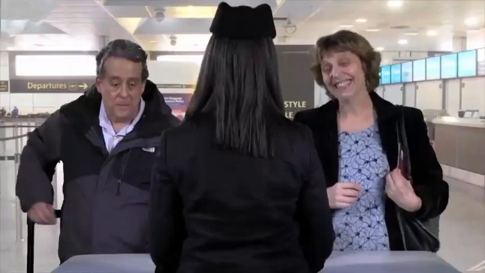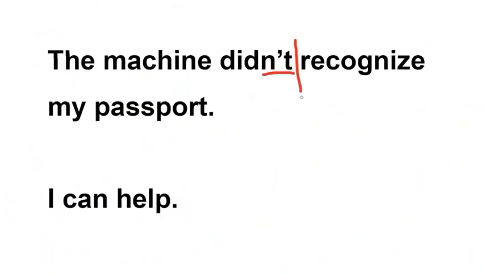The machine didn't recognize my passport. Didn't recognize. Did you notice how Jay pronounced the N'T contraction, didn't? He didn't release the T, but rather ended this word with a nasal stop sound, didn't. The machine didn't recognize my passport. Didn't recognize my passport. Didn't recognize. This is how we pronounce all N'T contractions.